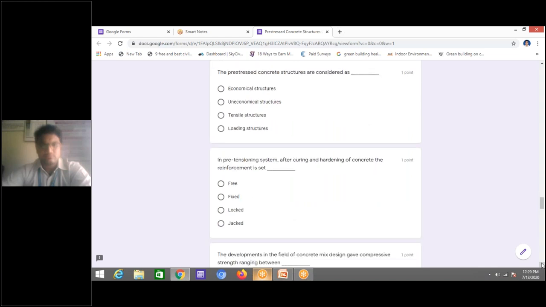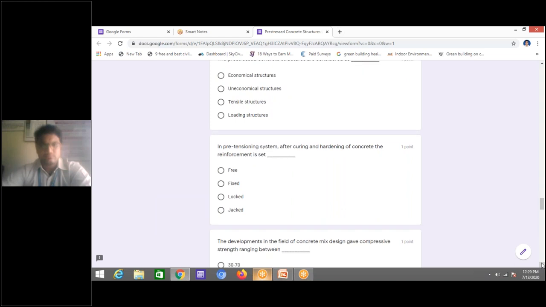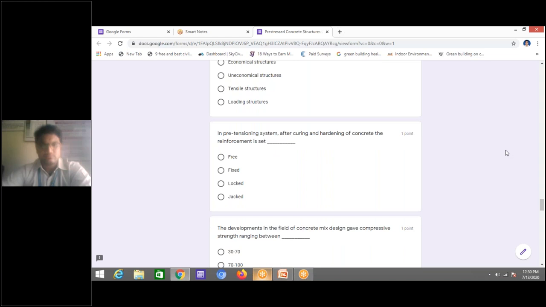In pre-stressing system, after curing and hardening of concrete, the reinforcement is set. Rule number 159 left, right?